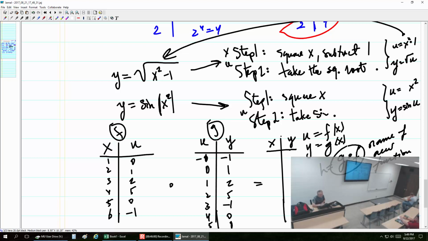So for example, I should take the x column from the very beginning. I'll pick 1, 2, 3, 4, 5, 6, and now let's start computing. I go from 1 to 0, and then from 0 I go to the next row, and then I apply the second function, and the result is 1.